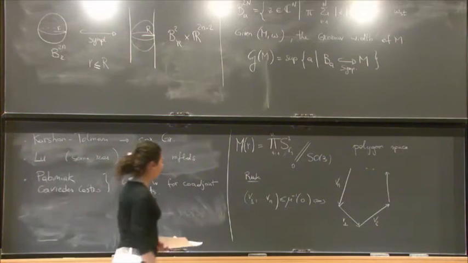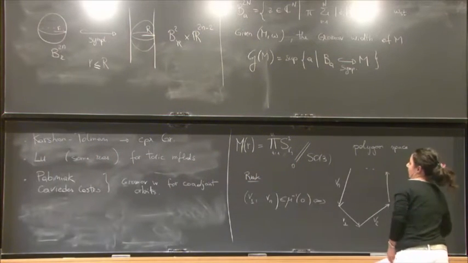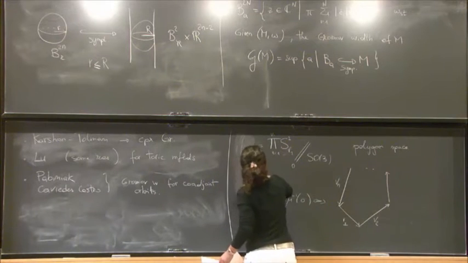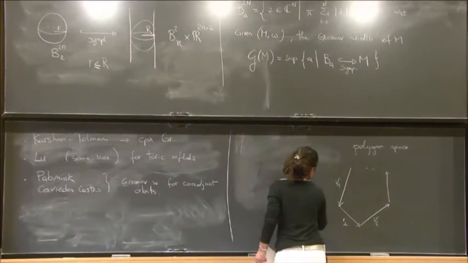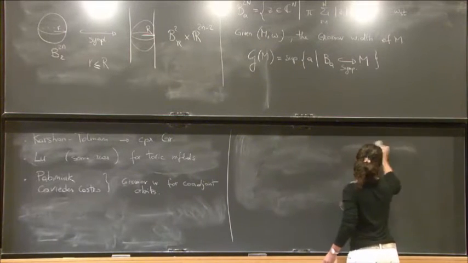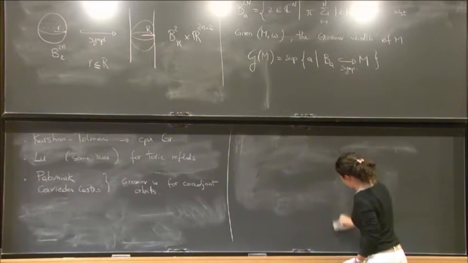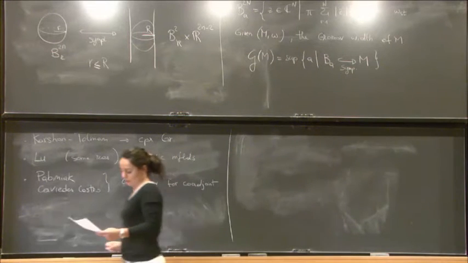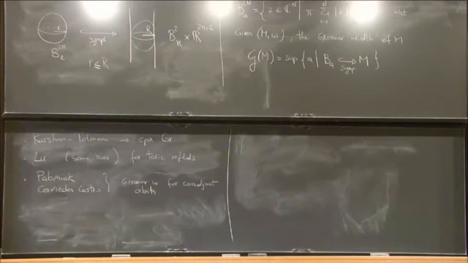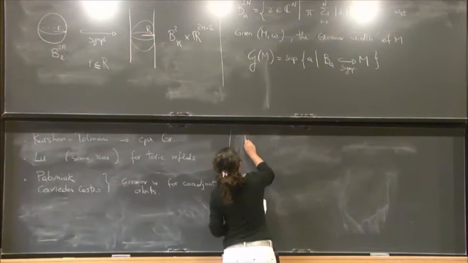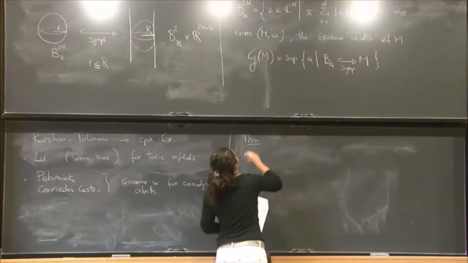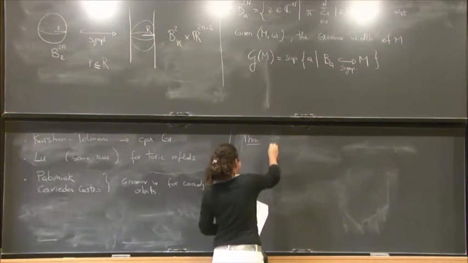And what we do with Milena is compute the Gromov width for these polygon spaces. Unfortunately, we don't have good results in any dimension. So I will write right away all the results we have, and then I will comment on this.